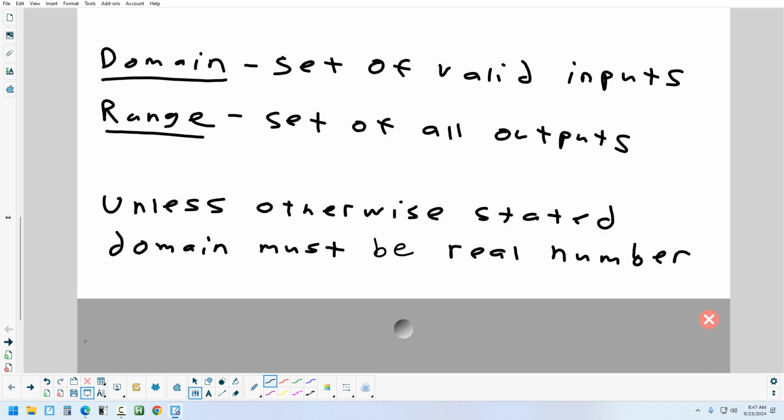Okay, unless the problem says otherwise, when we deal with domain, the domain has to be a real number. Okay, what's an example of something not a real number? Imaginary. Okay, we might talk about imaginaries a little bit later on, but for now, everything is going to be real numbers.